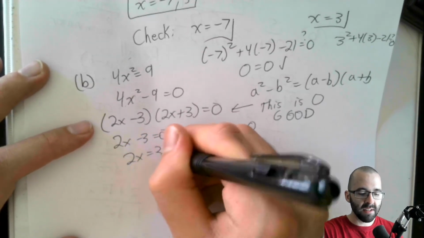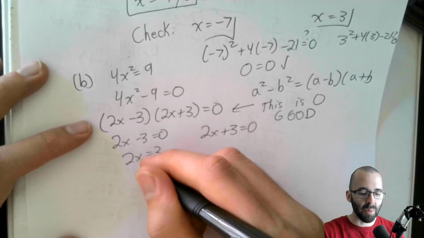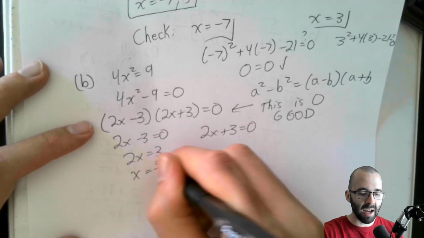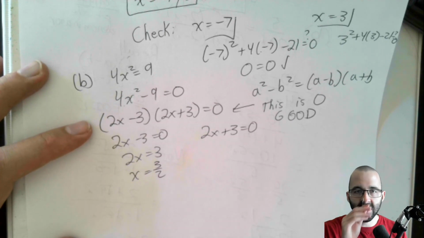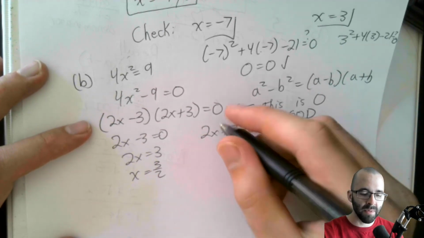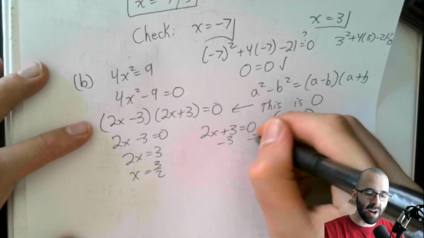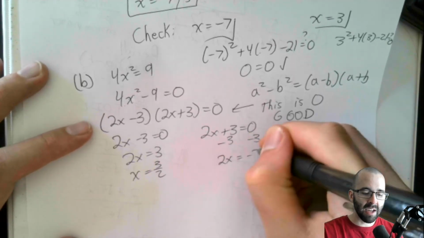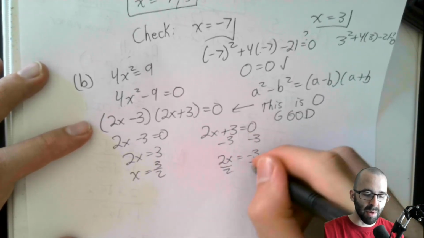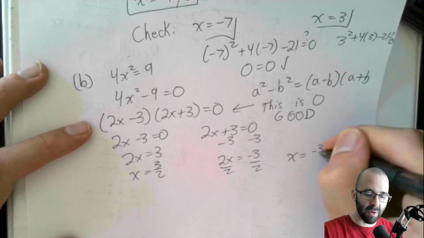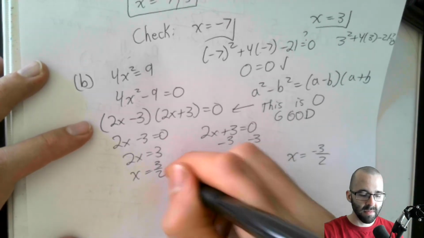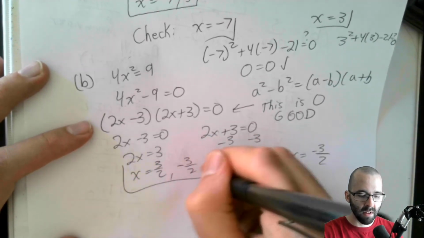Add 3 to both sides, 2x is 3. Divide both sides by 2, you get x is 3 halves. And again, I like improper fractions. You could rewrite this if you wanted to. Over here, we subtract 3 from both sides to get 2x equals negative 3. Divide both sides by 2, and you get x is negative 3 halves. And those are our answers here.